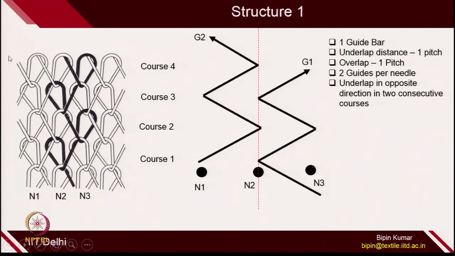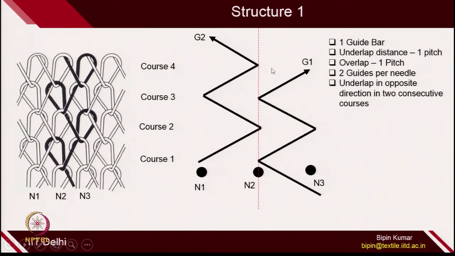In this particular fabric, as you noticed in the real fabric also, the guide was moving from one needle position to another needle position. Each guide, if you see, I have shown two guides denoted by G2 and G1. Each guide is switching from one needle to another needle in alternating courses. So, in the first course G2 is with N1, in the second course G2 is with N2, in the third course it is again with N1, in the fourth course it is with N2.